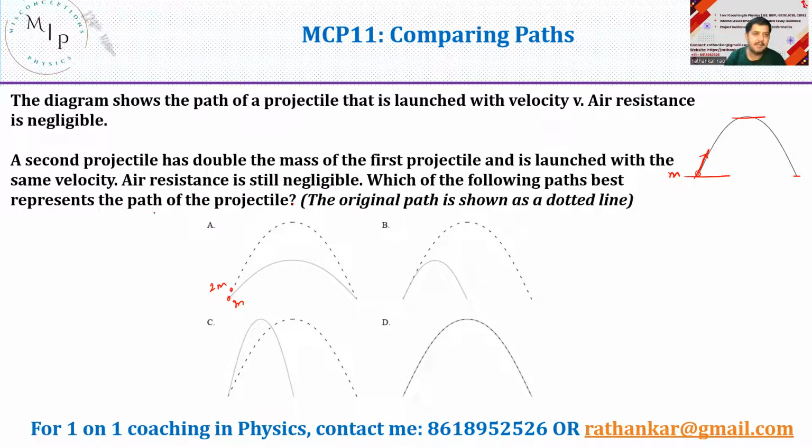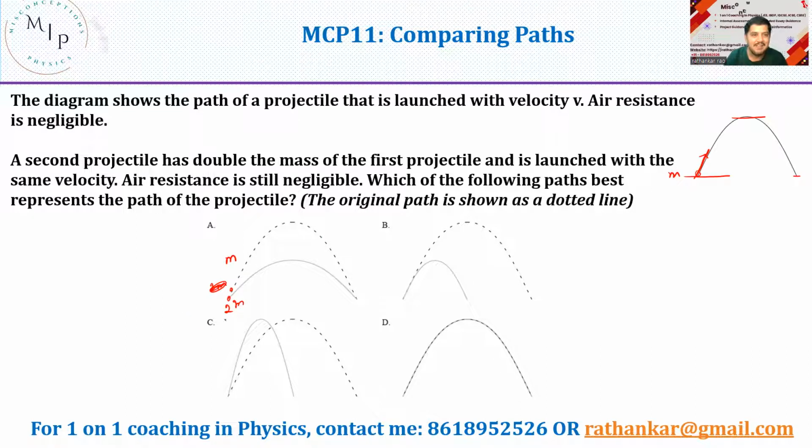Which of the following paths represents the path of the second projectile? The original path is shown as a dotted line. This is the dotted line for m here, and this could be 2m. So now the question was whether this is correct or this is correct. I have not written the student response here, the student just wrote to me and I forgot to write it over here.